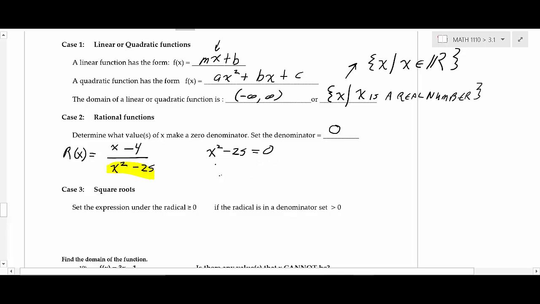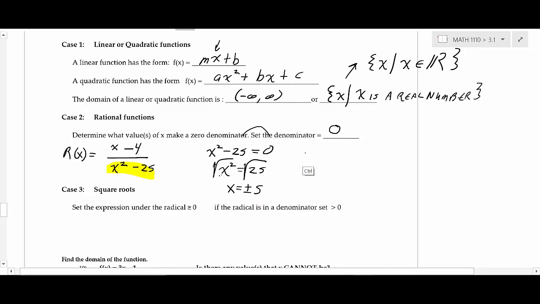What's the answer to that equation in your head? 5 and negative 5. You can either solve that by factoring, or you can move the 25 to the other side and use your square root property like we've learned. Now, if you do that, don't forget to do the plus or minus, so you'd have x is equal to plus or minus 5. Now, when you're writing the domain, you're telling me what x can be.